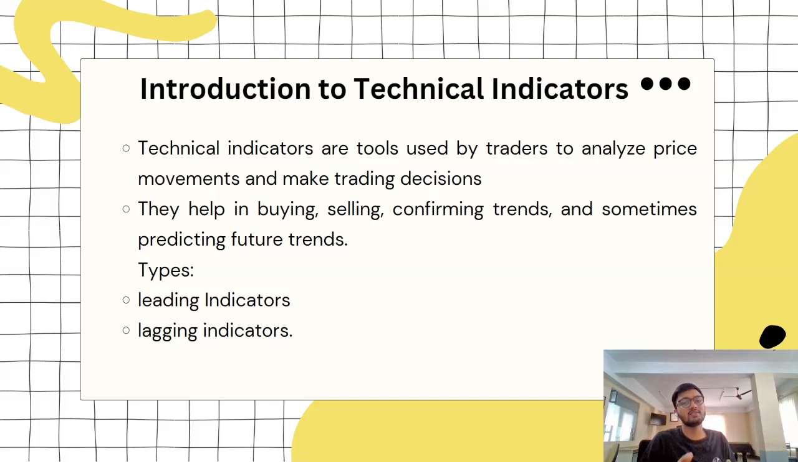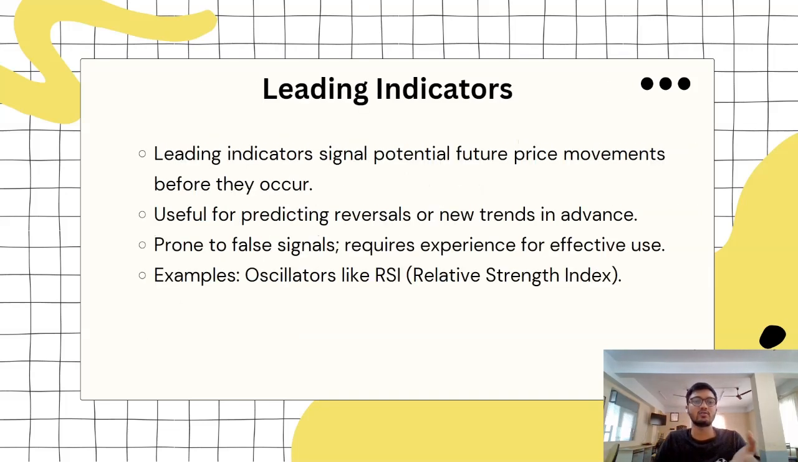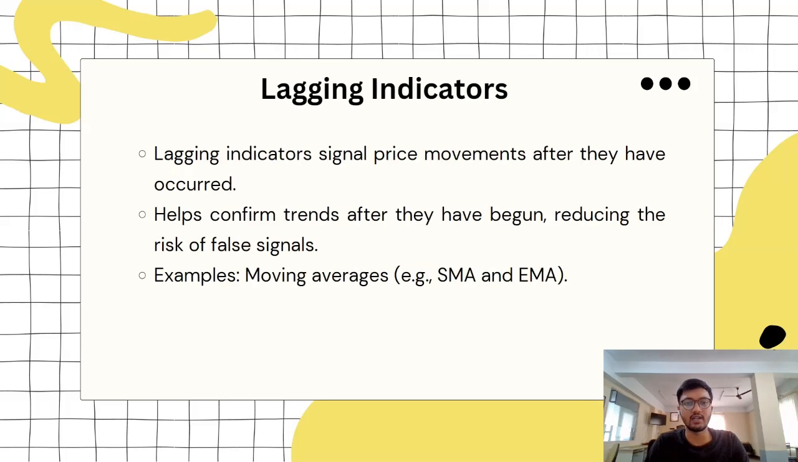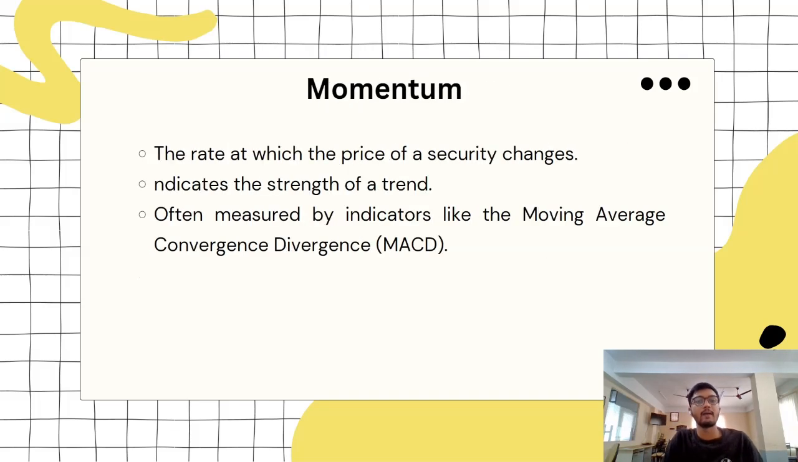So technical indicators are tools used by traders to analyze price movements and make trading decisions. I was talking about the leading indicators. They signal potential future price movements before they occur, so they are useful for predicting reversals or new trends. I was giving the example of RSI, how RSI can predict the future. Lagging indicators signal price movements after they occur. So EMA and SMA are lagging indicators.